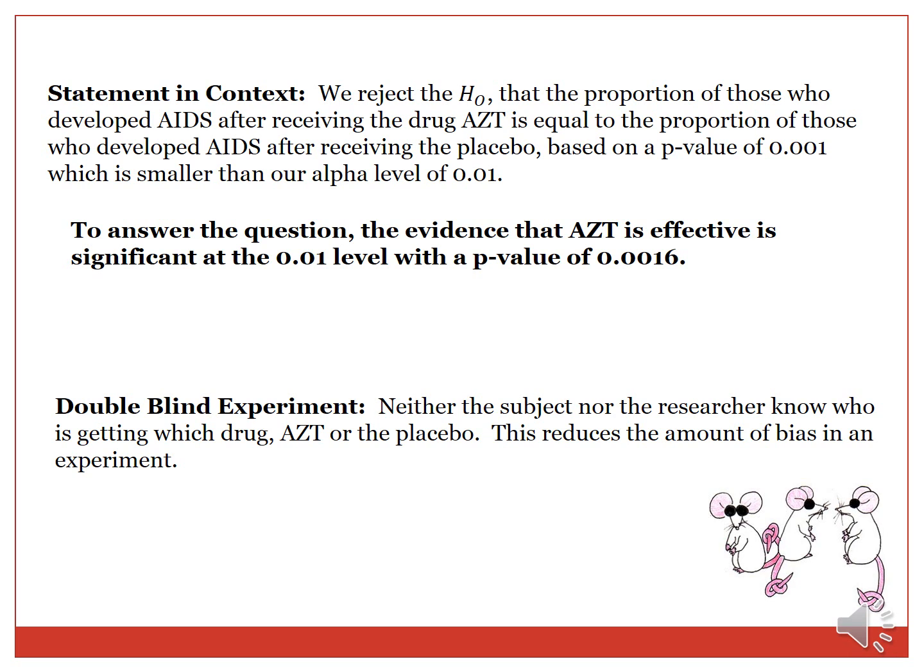To answer the question that was previously asked, the evidence that AZT is effective is significant at the 0.01 level with a p-value of 0.0016. This experiment was a double-blind experiment. This means that neither the subject nor the researcher knows who is getting which drug, the AZT or the placebo. This reduces the amount of bias in an experiment.